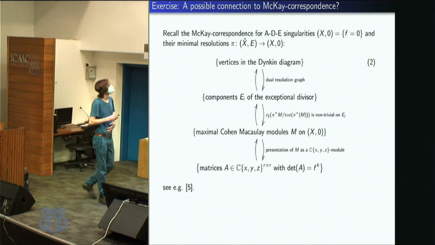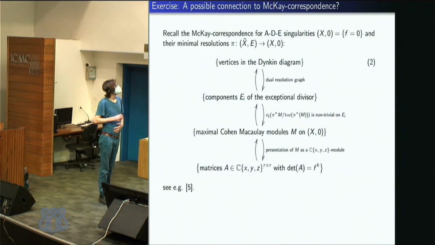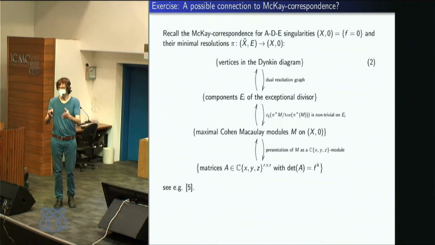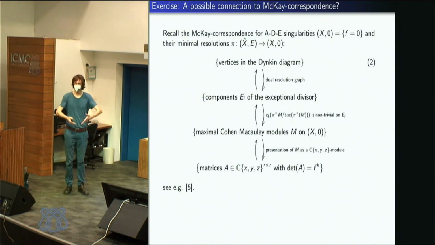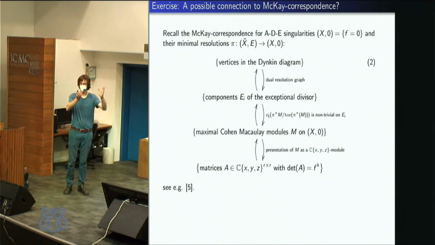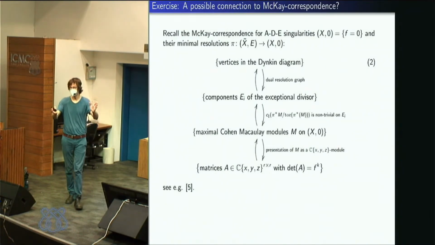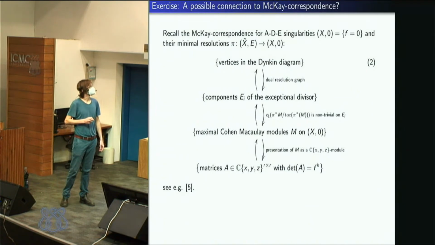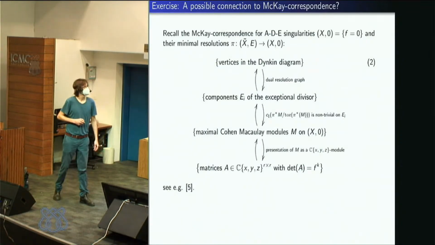And then on the singularity, you have a finite set of maximal Cohen-Macaulay modules, M. These are vector bundles outside the origin. At the origin, something weird can happen. You can pull them back to the resolution, kill the torsion, and it turns out you get a real honest, complex vector bundle. You can take the Chern class and it will be non-trivial on exactly one component. So that's how you can relate a maximal Cohen-Macaulay module to a vertex in the Dynkin diagram.